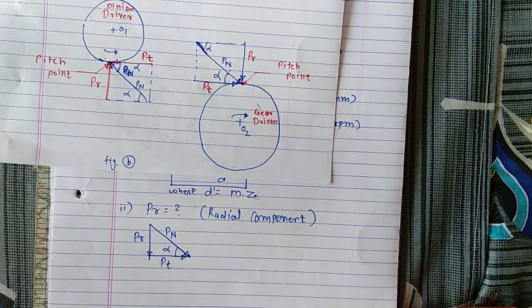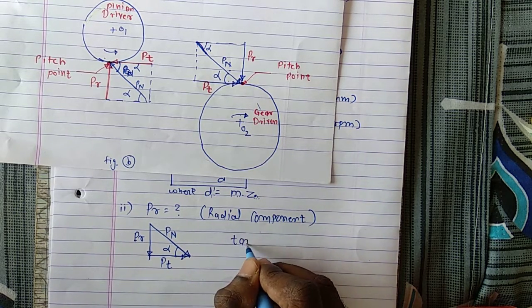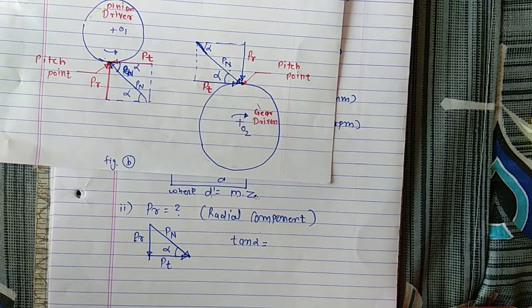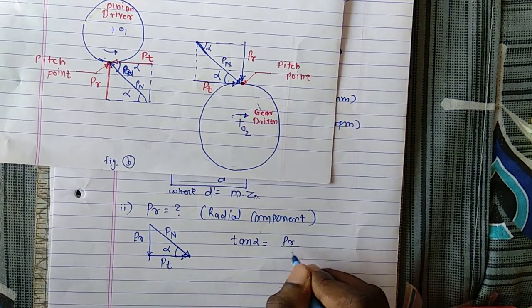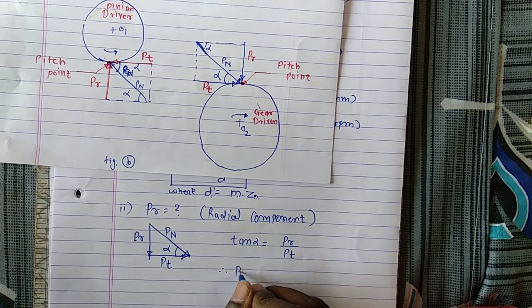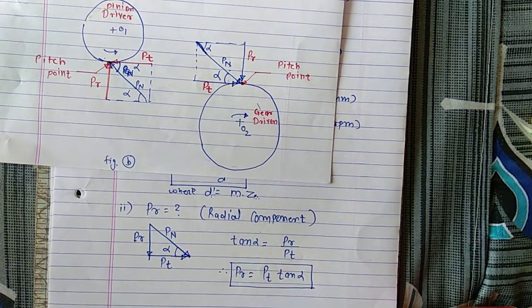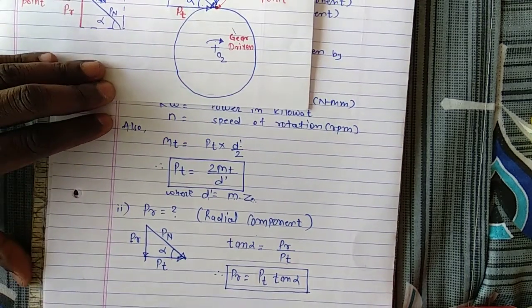Now I have to find the value of PR. So I can use the concept of tan alpha. Tan alpha is the opposite side divided by the adjacent side. Therefore, tan alpha is equal to PR divided by PT. Therefore, PR is equal to PT into tan alpha, where alpha is the pressure angle.